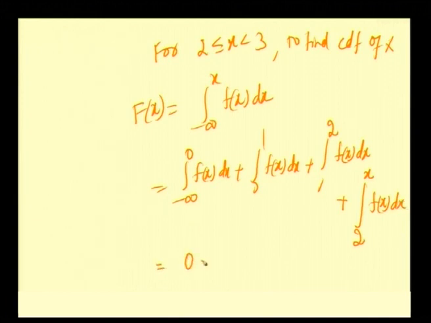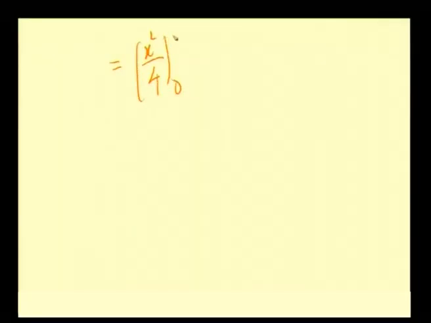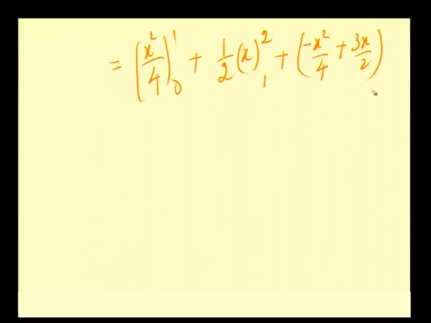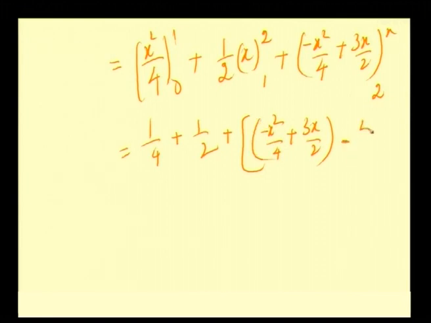Okay. Substituting the values of f of x, it is 0, and in 0 to 1 it is x by 2 dx, in 1 to 2 it is 1 by 2 dx, in 2 to x, where x is taking the values from 2 to 3, it is minus x by 2 plus 3 by 2 dx. So, how will you get the values? X square by 4 for 0 to 1 plus 1 by 2 into x for 1 to 2, and then minus x square by 4 plus 3x by 2 for the limits 2 to x. This is 1 by 4 plus 1 by 2, this value, then upper limit is minus x square by 4 plus 3x by 2 minus 4 by 4 plus 6 by 2.